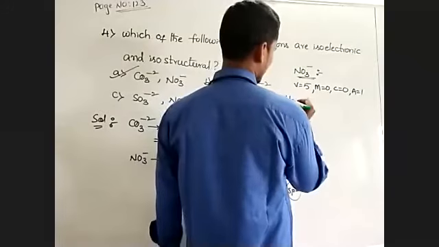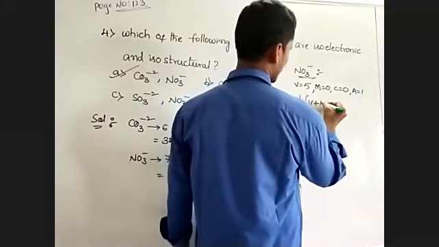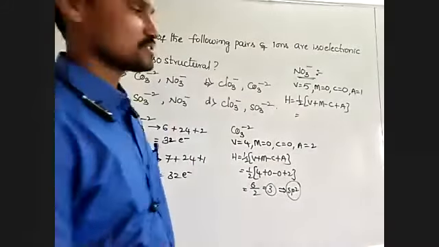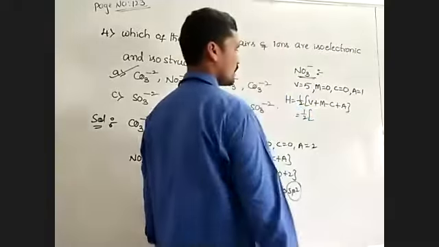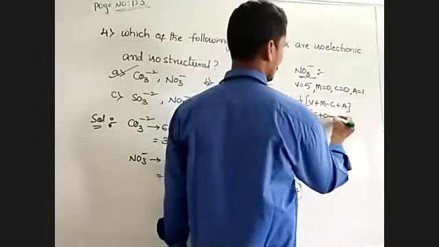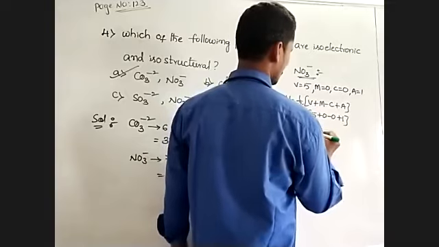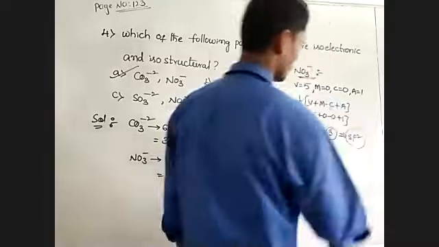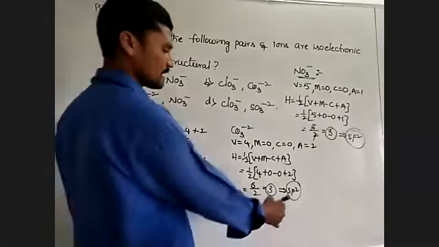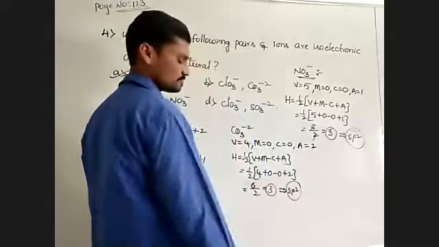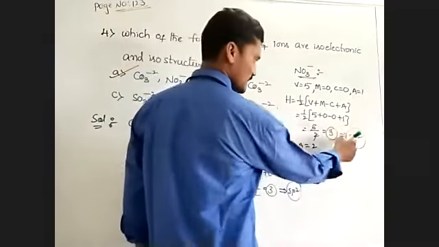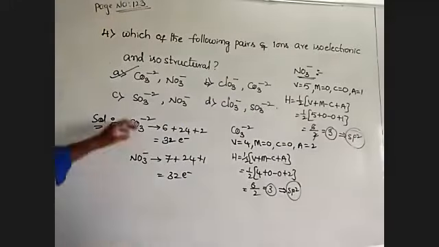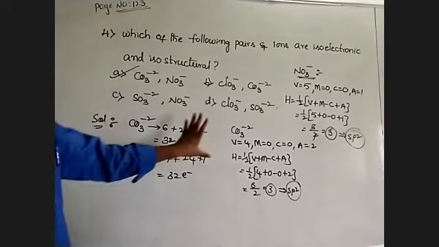What is the formula? H is equal to half of V plus M minus C plus A, the formula for hybridization. Half of 5 plus 0 minus 0 plus 1 means 6 by 2, that is 3. That is 6, so it also undergoes sp2. Both have the same hybridization, sp2 here and sp2 here, so they have the same structure. So option A is correct. Please note this down.